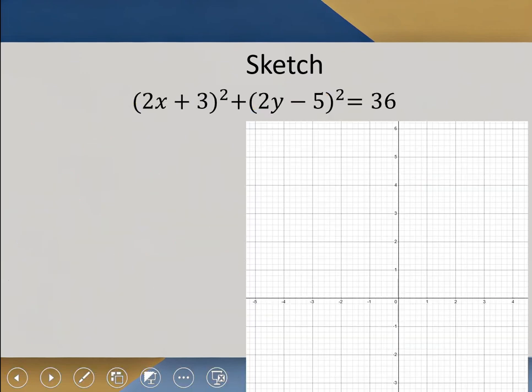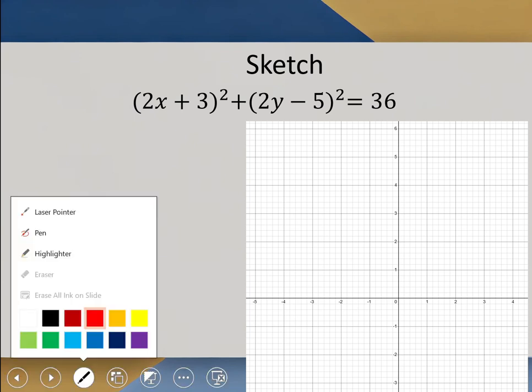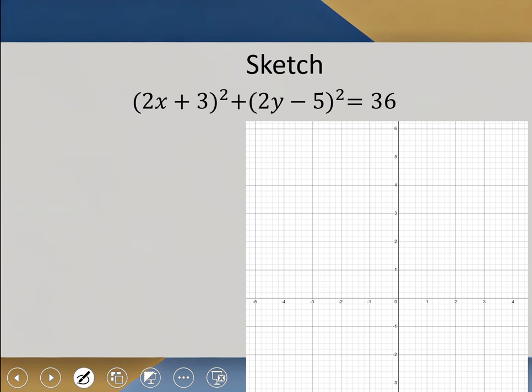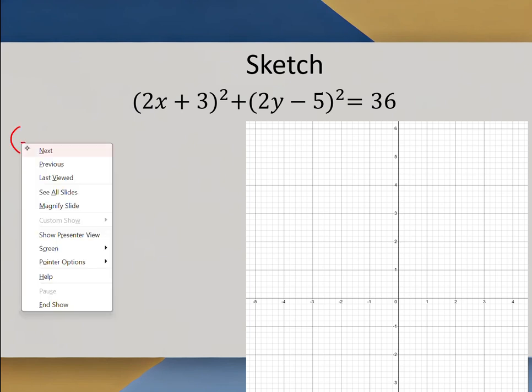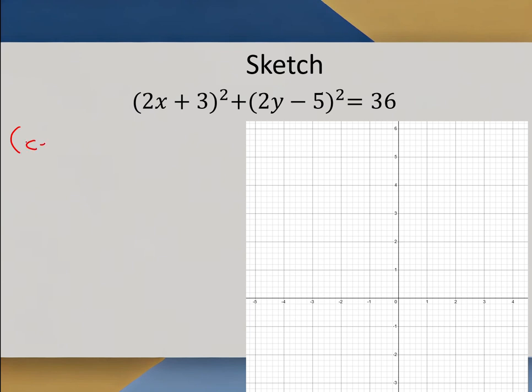So the next question is (2x + 3) in brackets squared plus (2y - 5) in brackets squared is equal to 36. So the first thing I want to do, which is the easiest part, is I'm first going to think about what is the form that we need this in, because it's not quite in the form that we want. So the form that we are always going to be asked to put it in is (x - h) squared plus (y - k) squared is equal to radius squared.